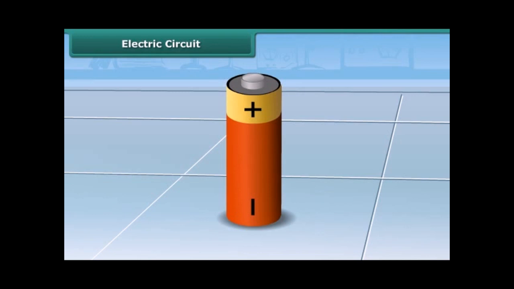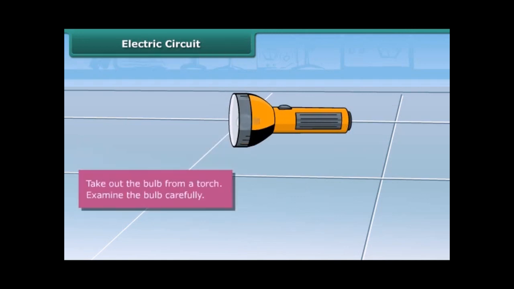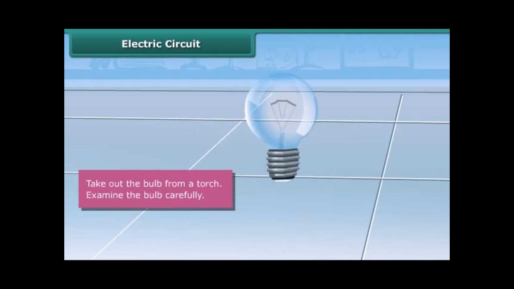A dry cell is the source of electricity for the bulb to glow. Let us know how the bulb in a torch glows. Step 1. Take out the bulb from a torch.